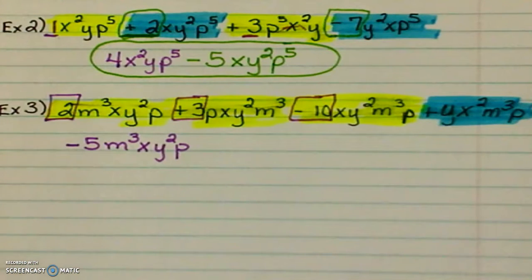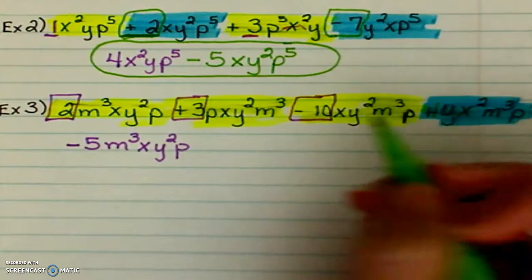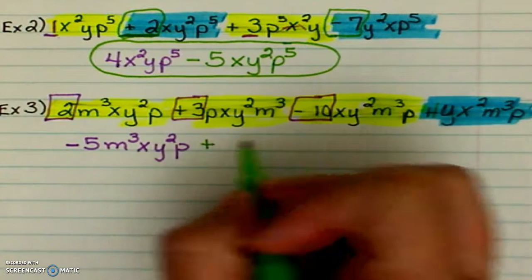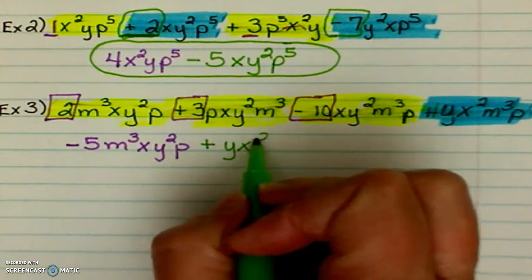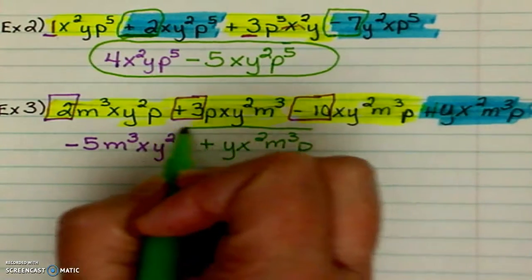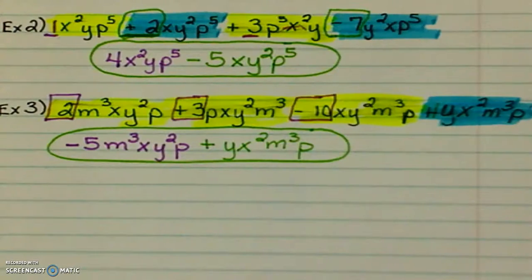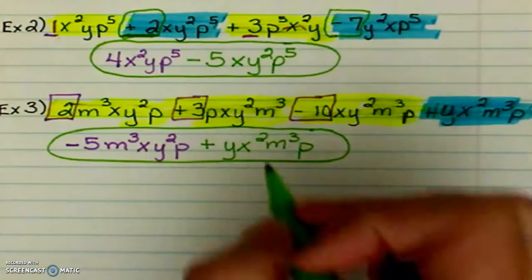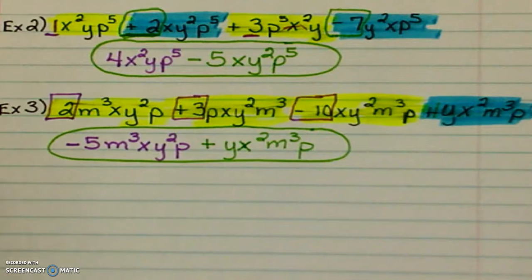And then last but not least, we still have that last term. If you want to put a coefficient of 1 right there, you can, but it's understood to be there. So we could say plus y, x squared, m cubed, p. Now the order in which you write those variables down does not make a difference, but they have to be raised to the correct power. The order does not make a difference, again, because of that commutative property of multiplication.